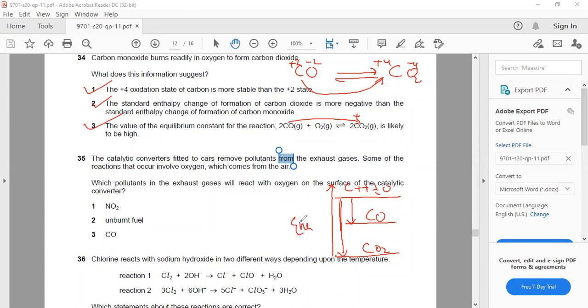Energy is on the y-axis. Because carbon monoxide is also converted into carbon dioxide, exothermic reaction. So yes, number 2 is also correct. Formation of carbon dioxide is more exo. Both are exothermic. Formation of carbon monoxide is also combustion.